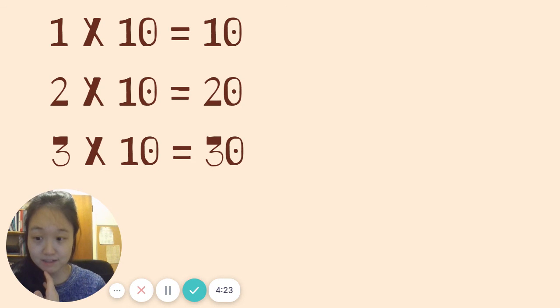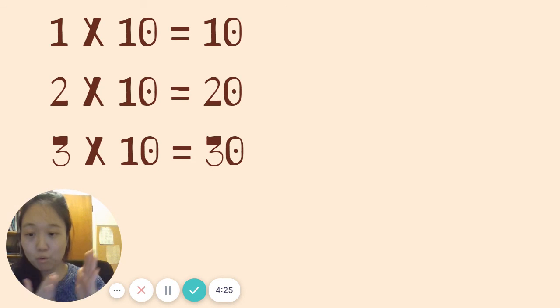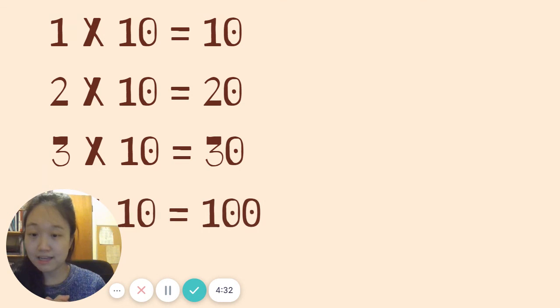So 10 times 10, now you have to shift the whole thing over. And if you remember, 10 groups of 10, it equals 100. So 10 times 10 is equal to 100.